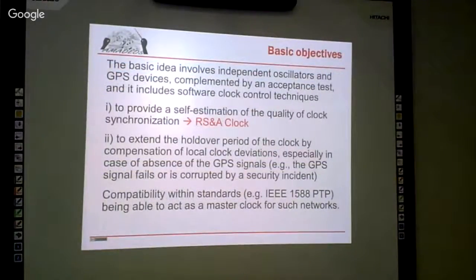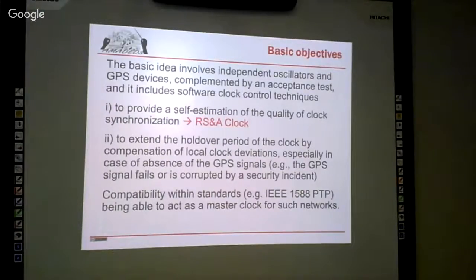The basic idea is to have independent oscillators, a GPS device to get the time, complemented by an acceptance test and software clock control facilities. The idea is that either I can provide the time within the specified bound, or I give up. I say the time is not precise enough, and we have a failure. Still, we detect that the time is not good. And we provide the self-estimation of the quality of the clock synchronization through these algorithms, which were developed by us in Firenze before Amadeus.